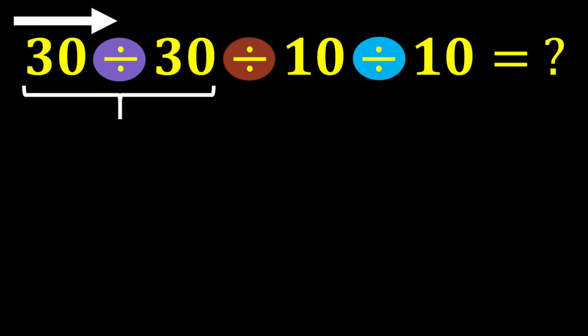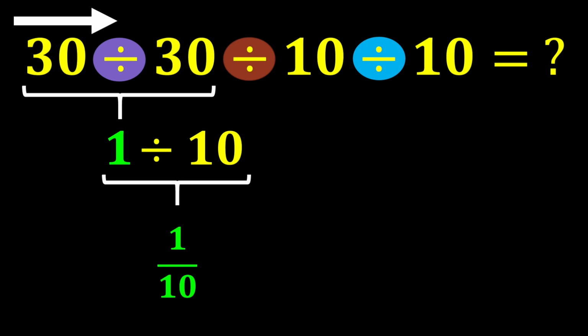30 divided by 30 gives us 1. Then 1 divided by 10 gives us 1 over 10. In the end, we need to calculate 1 over 10 divided by 10.